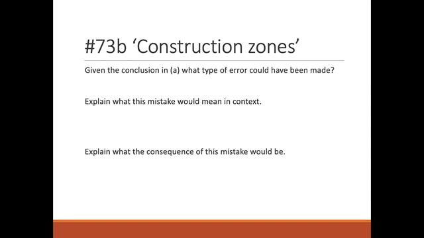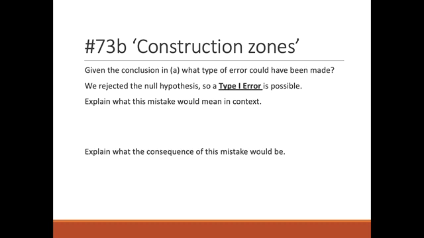Well, that leads us to part B. Given what we've done in part A, what kind of an error could have been made? Remember, a type 1 error occurs when you reject when you shouldn't. A type 2 is you don't reject when you should. That's the quickest way that I can state those. We did reject the null hypothesis in part A, so a type 1 error is what's possible here.